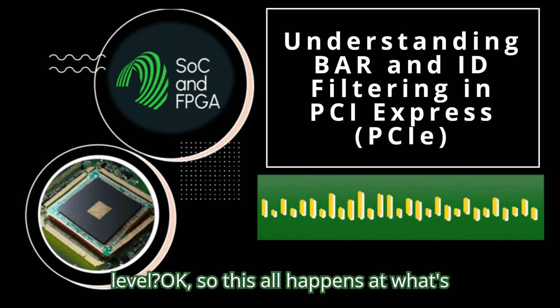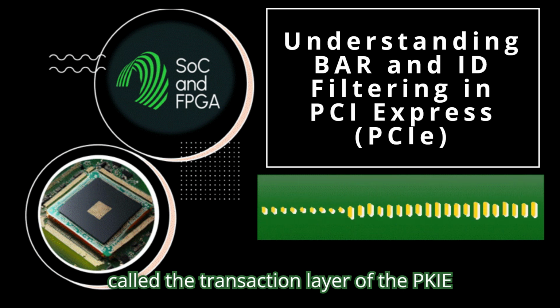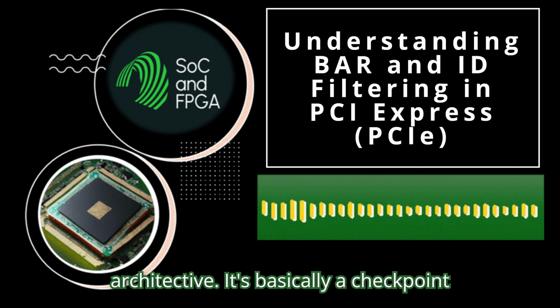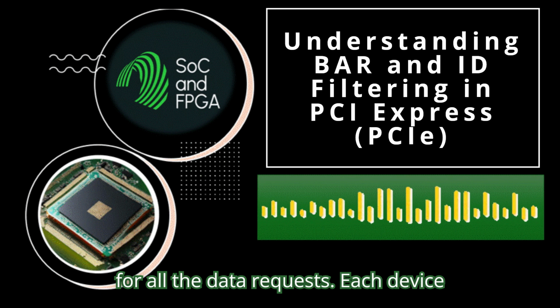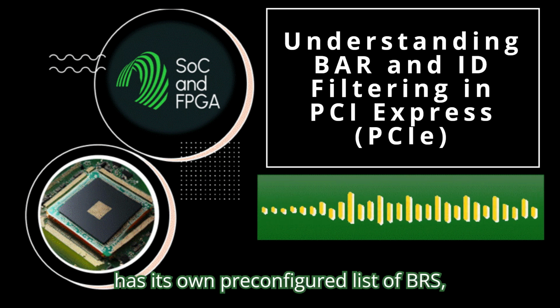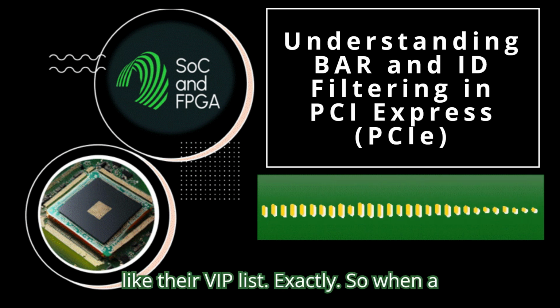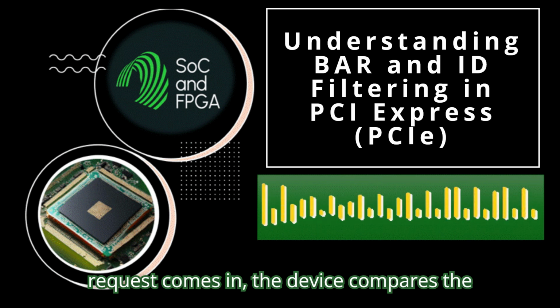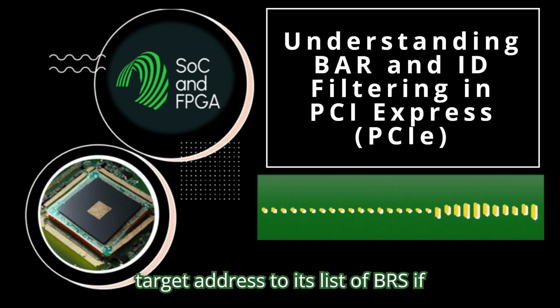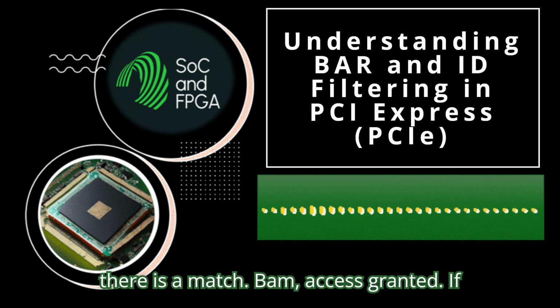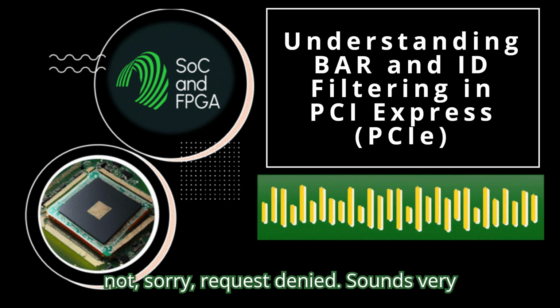Okay, so this all happens at what's called the transaction layer of the PCIe architecture. It's basically a checkpoint for all the data requests. Each device has its own pre-configured list of BARs. Like their VIP list. Exactly. So when a request comes in, the device compares the target address to its list of BARs. If there is a match, bam, access granted. If not, sorry, request denied.